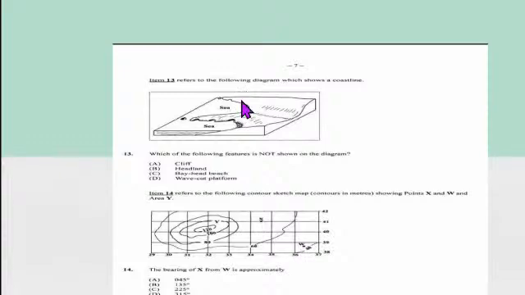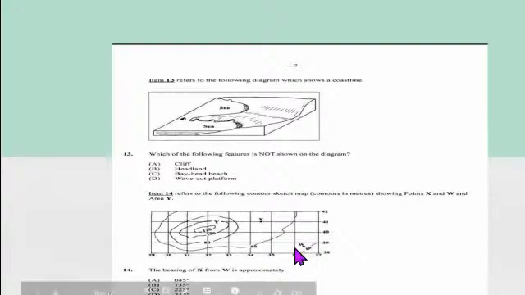All right. So for number 13, our answer would have been letter D. 14. Item 14 refers to the following contour sketch map. Contours in meters showing points X and W and area Y. The bearing of X from W is approximately. All right, so bearing of X from W.